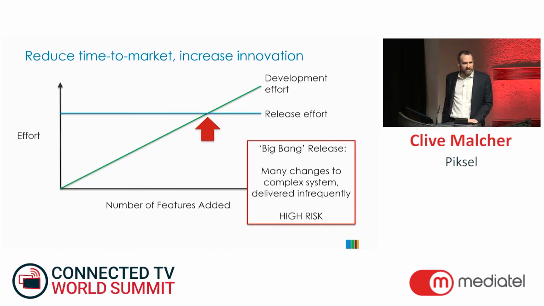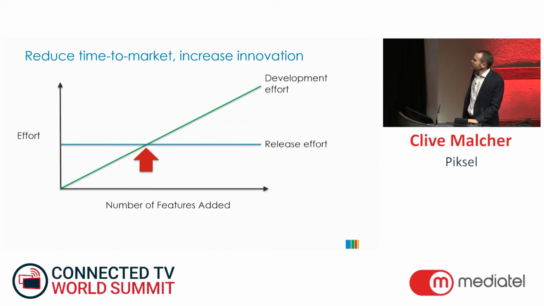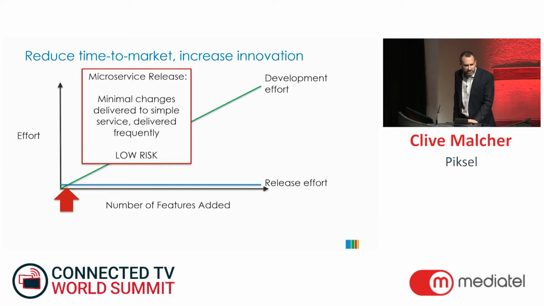What we really want to do is make that release effort much, much lower. So with microservices, because we're deploying individual services, very small, much simpler systems, we reduce the release effort. We use automated pipelines. We use automated testing. And that means that we can release more frequently, and we can do so at lower risk. To give you an idea, rather than software releases quarterly or monthly, we typically release about 10 to 20 times a day directly into production.